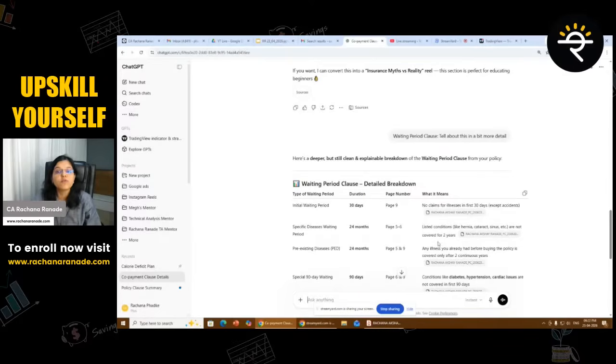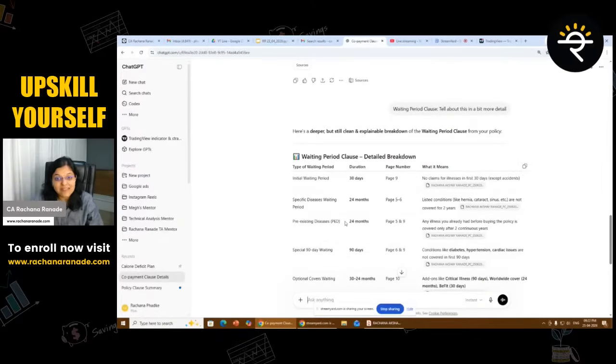This will not be covered for the first 2 years. Any other pre-existing diseases, any illnesses you already had before buying the policy, are covered only after 2 continuous years. Very important. What are 2 continuous years?